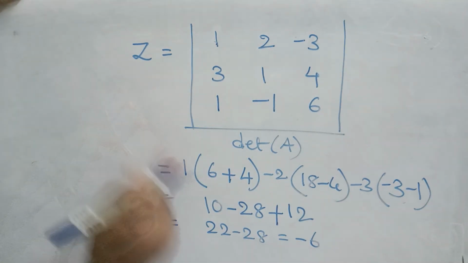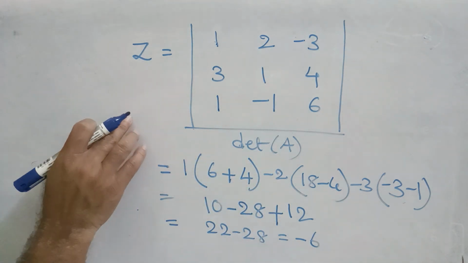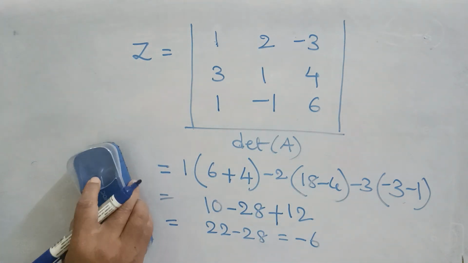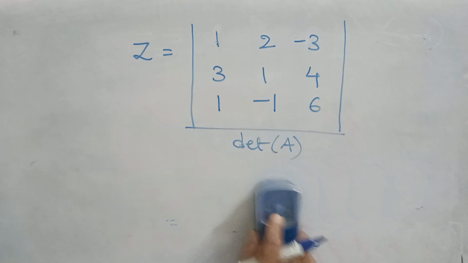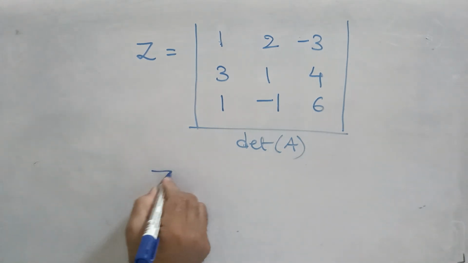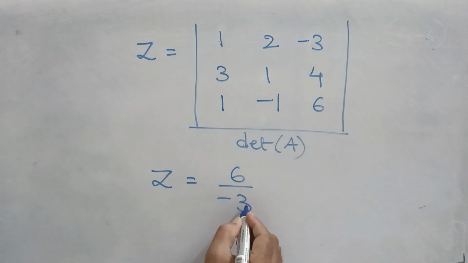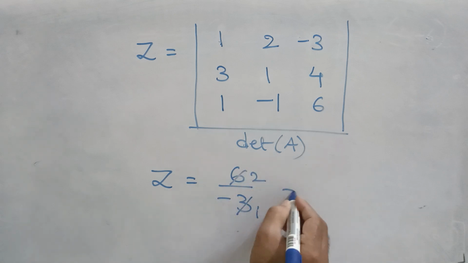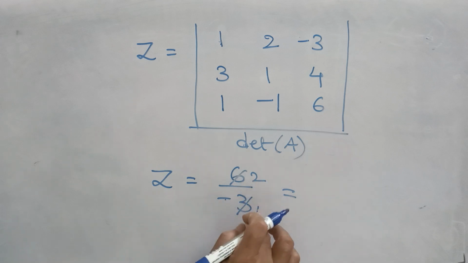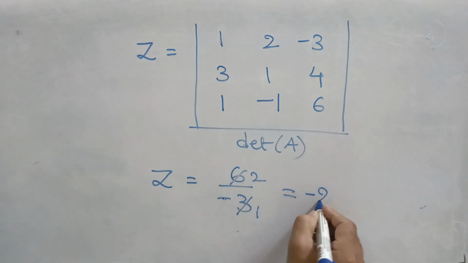Then what is the z value? Minus 6 by determinant of A. Therefore I will write here, your z is equal to minus 6 by determinant of A, which is nothing but minus 3. 3 ones are 3, 3 twos are 6, therefore it is minus 2. 2 by 1 is 2, the minus symbol is there, so minus 2.